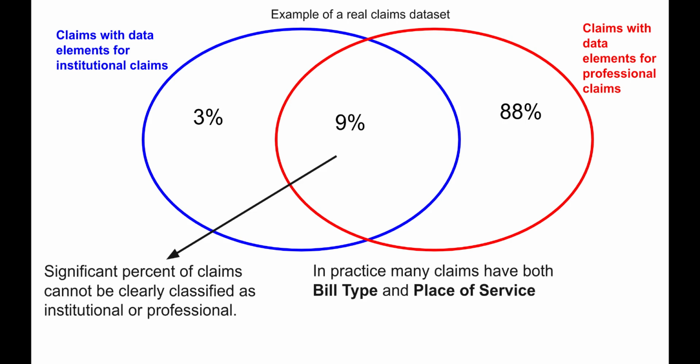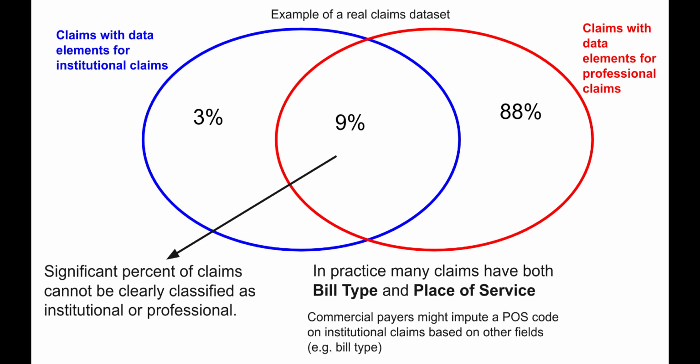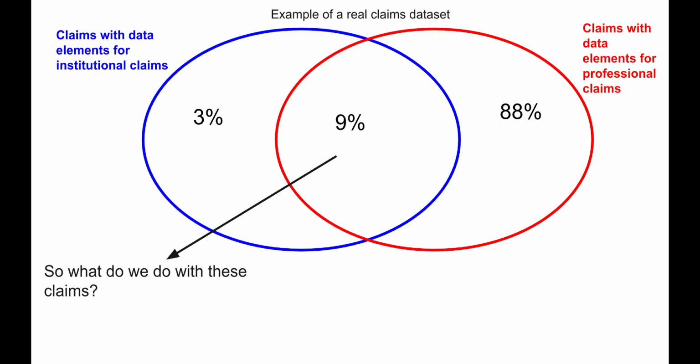In practice, what is often happening is that many claims have both a bill type code and a place of service code. And I've talked to many analysts who've seen this problem across many different claims data sets. And what I've heard often is that commercial payers might include a place of service code on institutional claims based on other fields like bill type. I don't know why anybody would want to do this, but maybe they want to have a data element in common across different claim types. And so what do we do with these ambiguous claims?